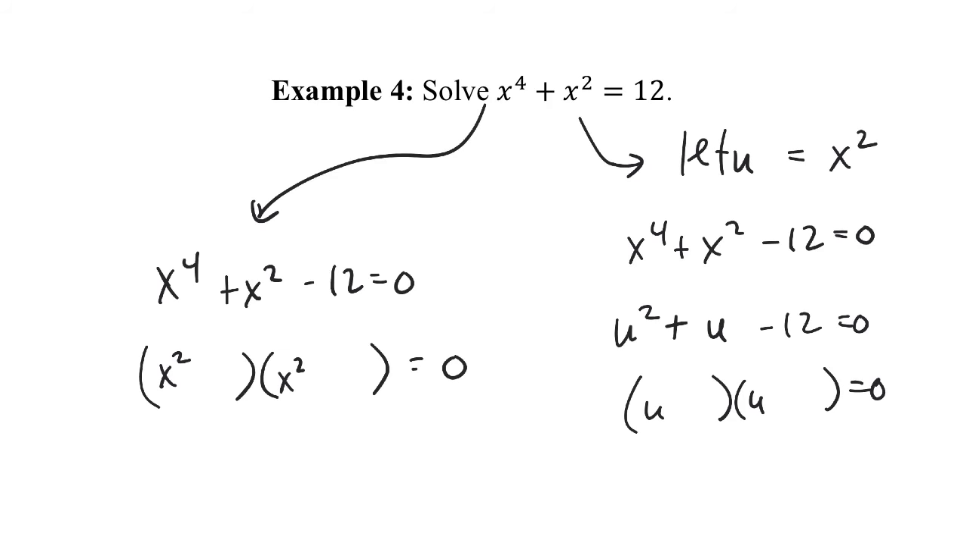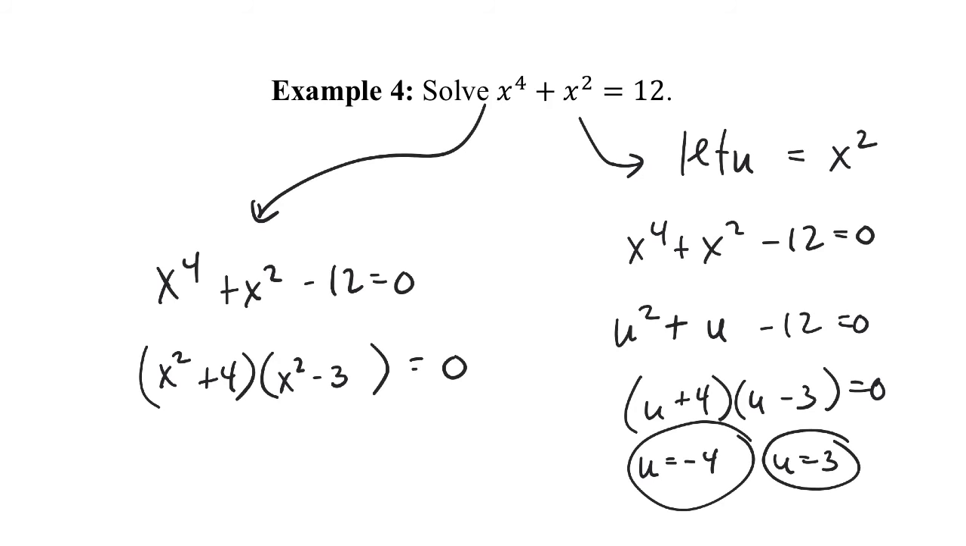Just with a little extra work. It's going to be a plus 4 and a minus 3, same as over here. So this is going to give us answers of u equals negative 4 and u equals 3. But those are not my answers. I need to take them and plug them back in here for u. So I'll get x squared equals 3 and x squared equals negative 4.